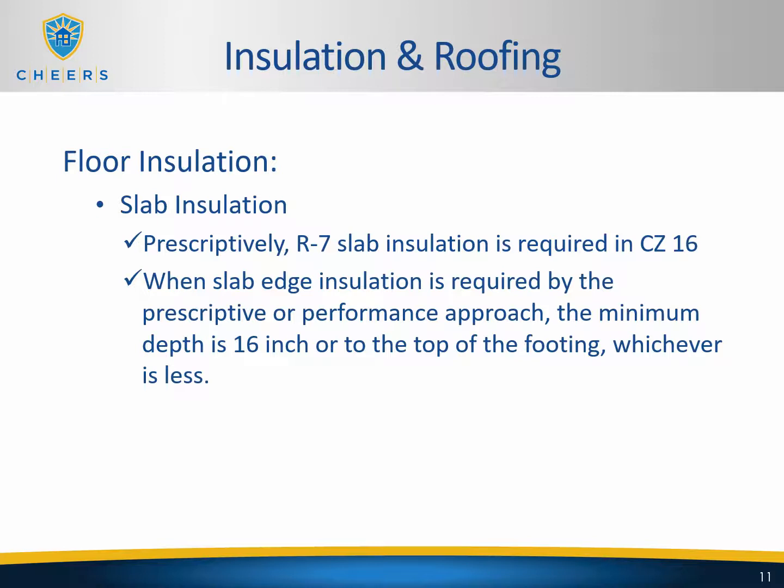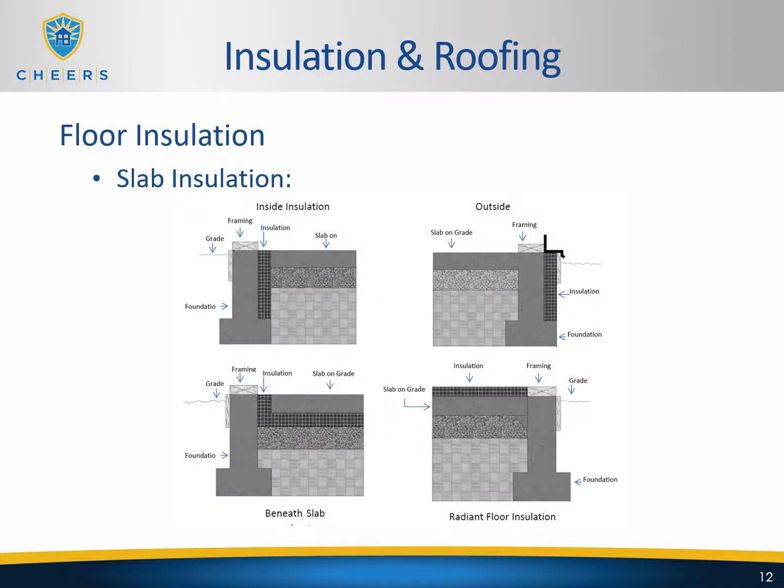When slab insulation is required by the prescriptive or performance approach, the minimum depth is 16 inches or to the top of the footing, whichever is less. And these are examples of where that insulation would go. On the top left hand side, you have interior insulation. On the top right hand side, you'll see how the insulation is placed on the outside of the raised floor. On the bottom left, the insulation is placed beneath the slab. And then in the bottom right, it's basically radiant floor insulation where the insulation is placed on top of the floor.